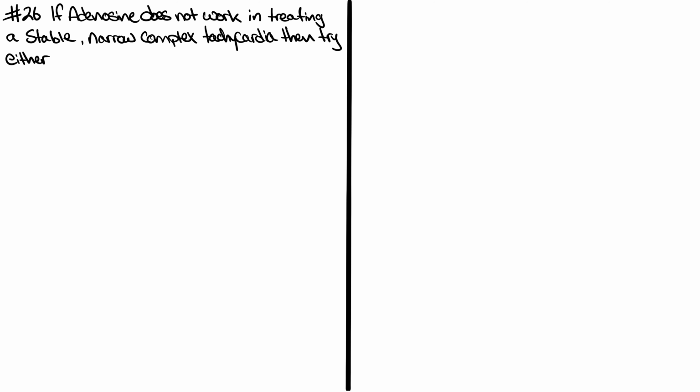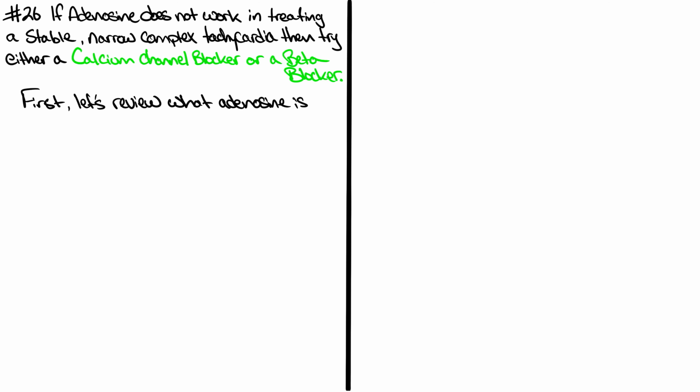Question 26. If adenosine does not work in treating a stable, narrow complex tachycardia, then try either a calcium channel blocker or a beta blocker. First, let's review what adenosine is and how it works with a segment from episode 2.